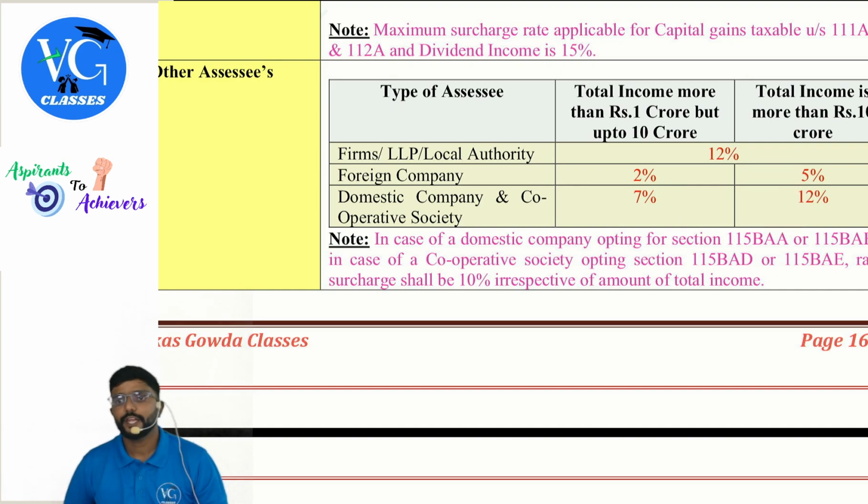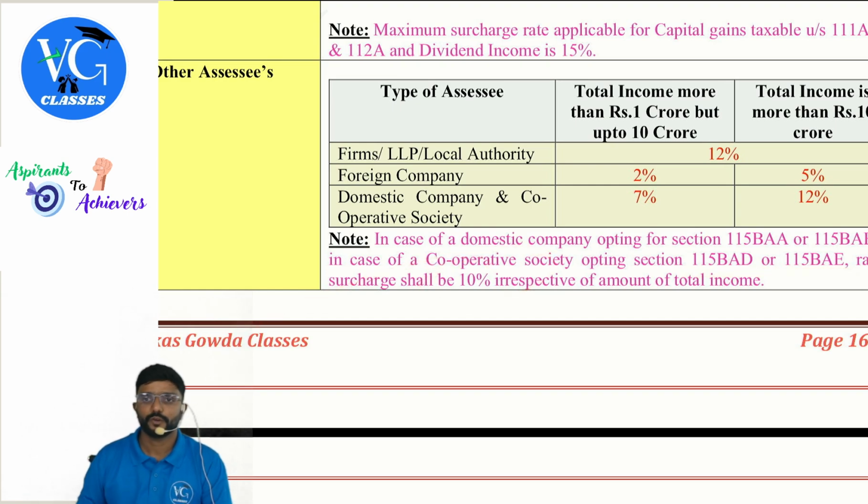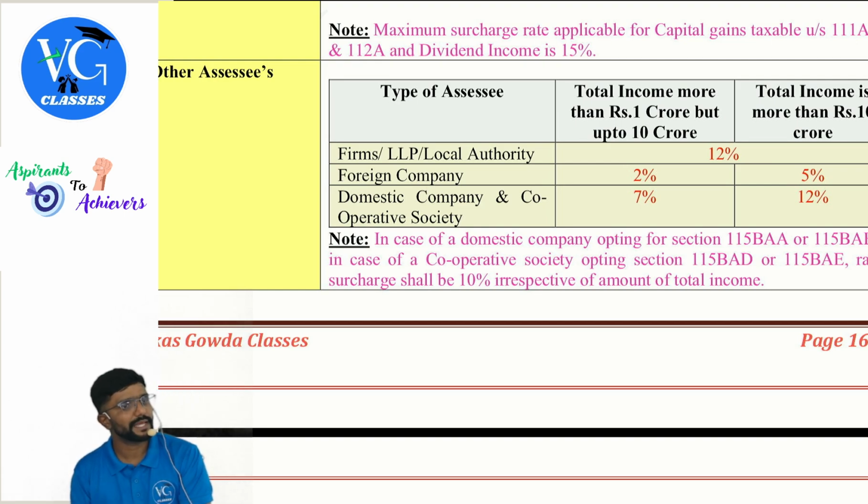If a domestic company is following the optional scheme given under section 115BAA or 115BAB, or resident cooperative societies following 115BAD or 115BAE, for them the surcharge rate is always 10%, no matter what their income is. They have only 1 lakh income, 10 lakh, 1 crore, 10 crore, 100 crore income, surcharge is always 10%. It is not dependent on their total income.